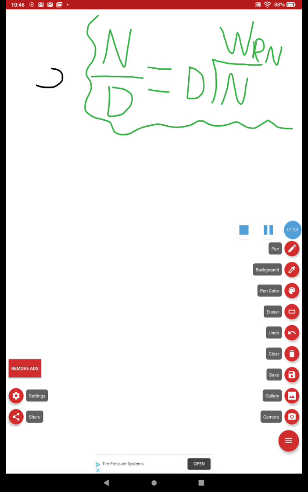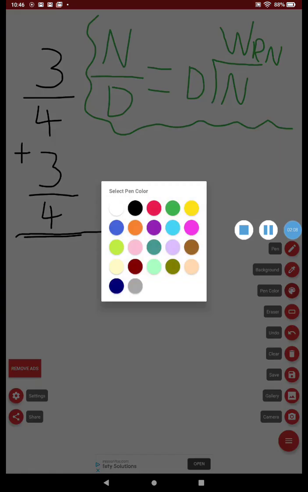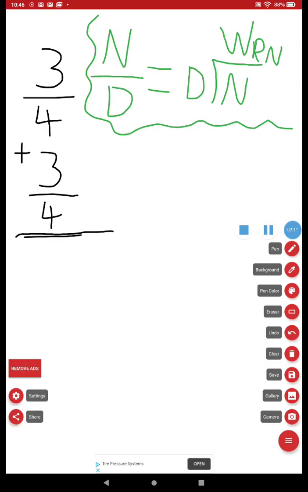If I have 3/4 plus 3/4, what do I get? Well, we already know that when you add these fractions, the bottom number, the denominator needs to stay the same, 4. Now we add the numerator, 3 and 3, and you get 6.